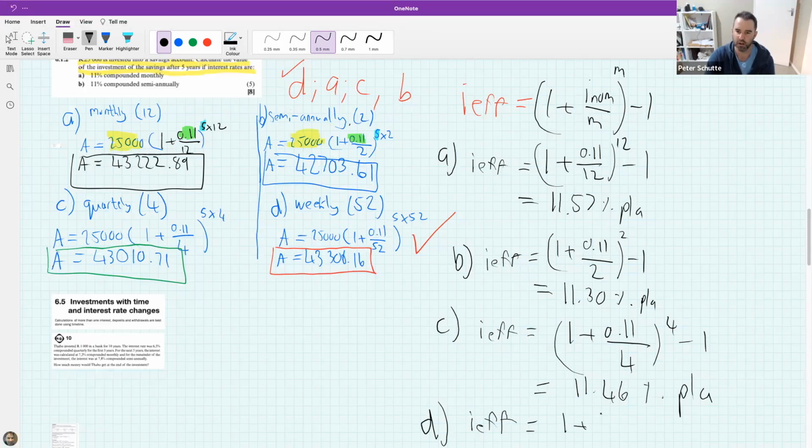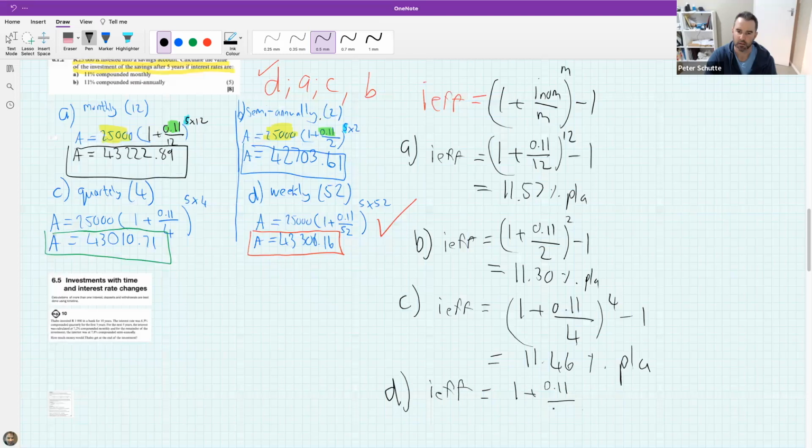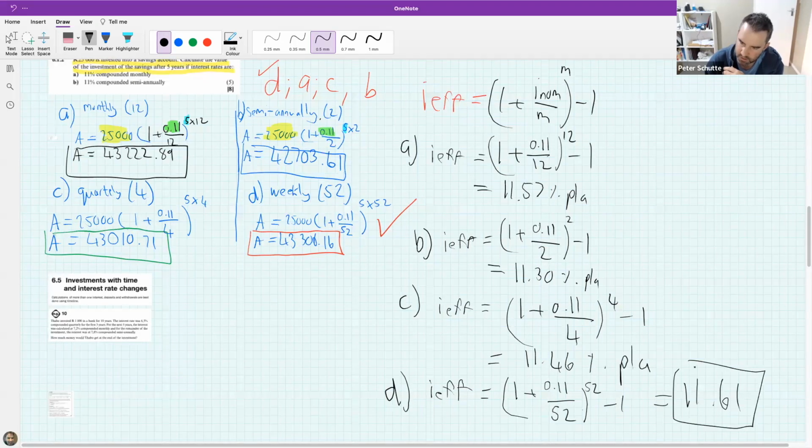I want to know, what is the effective interest rate for D? What do we think we're going to get? Okay, we've got Futi. Okay, we agree. So actually, guys, I think we've nailed this. So this is 11.61% per annum.